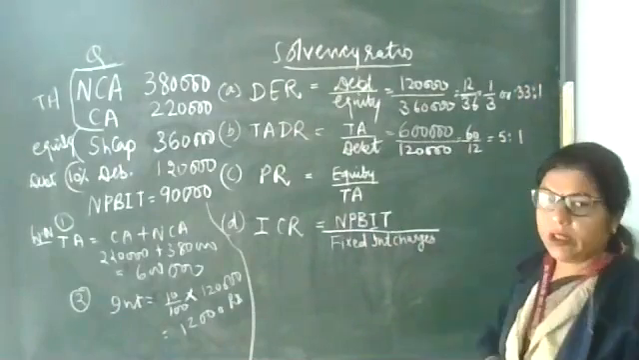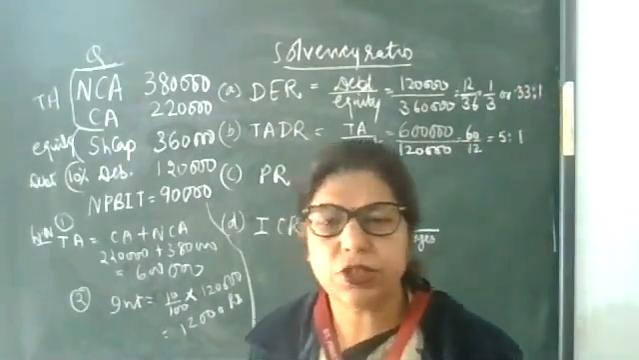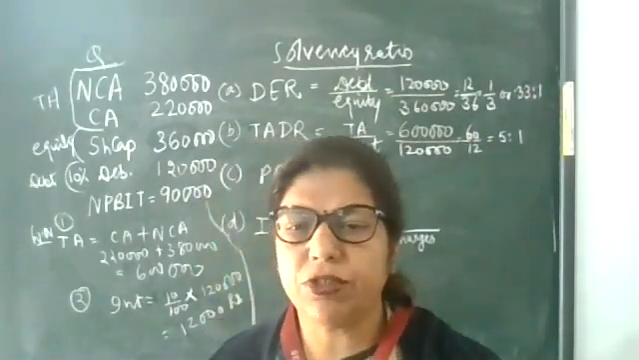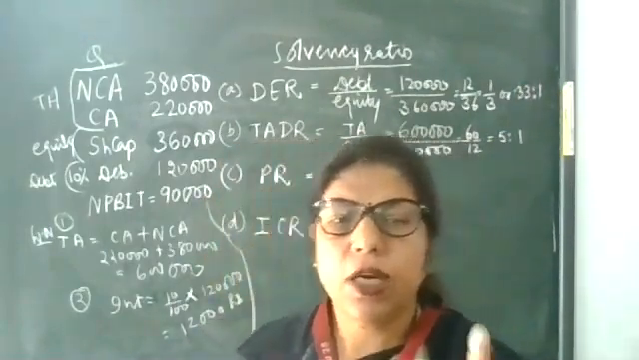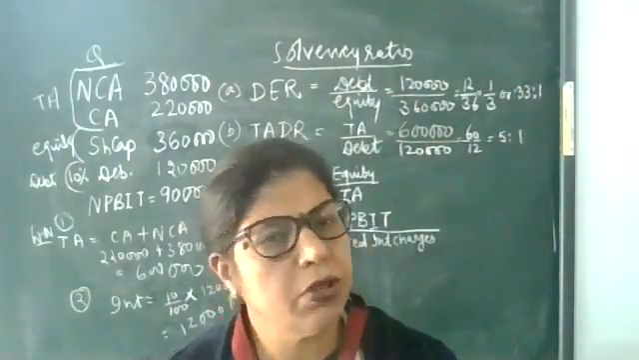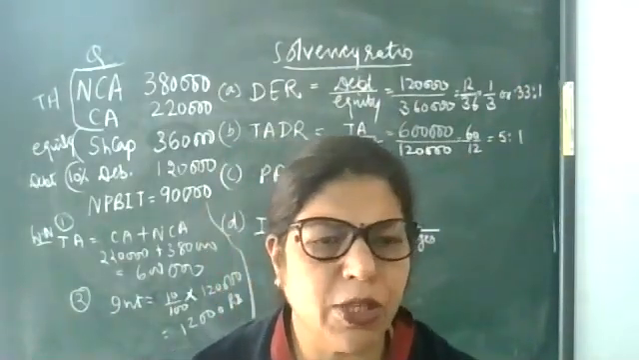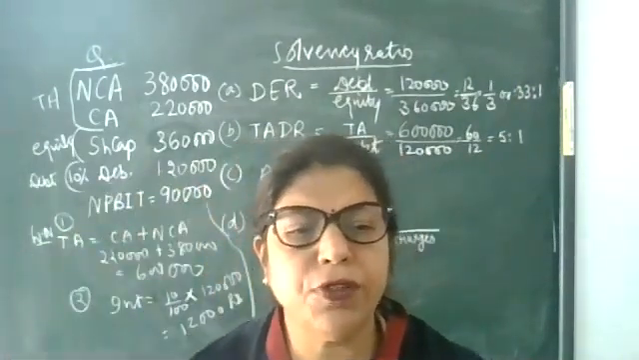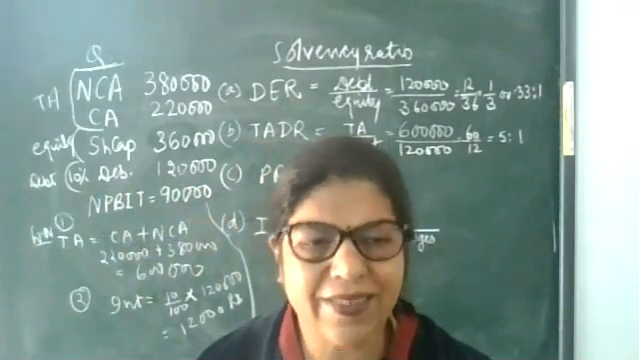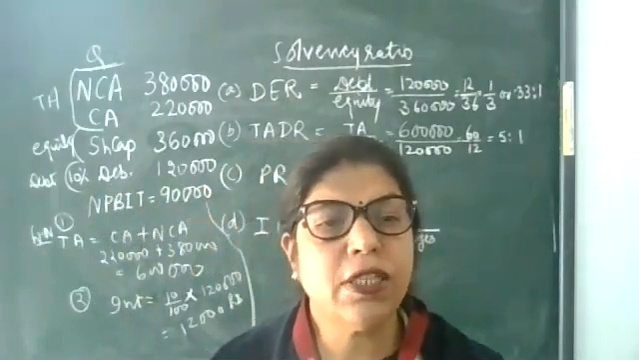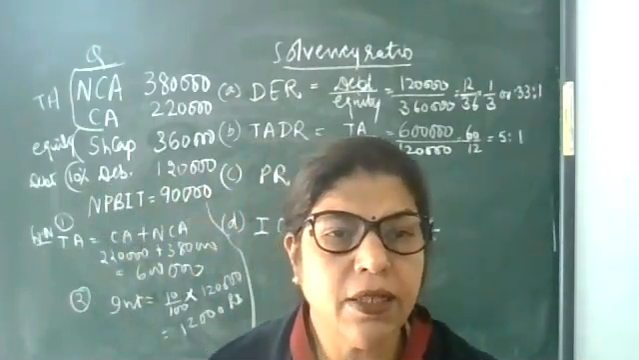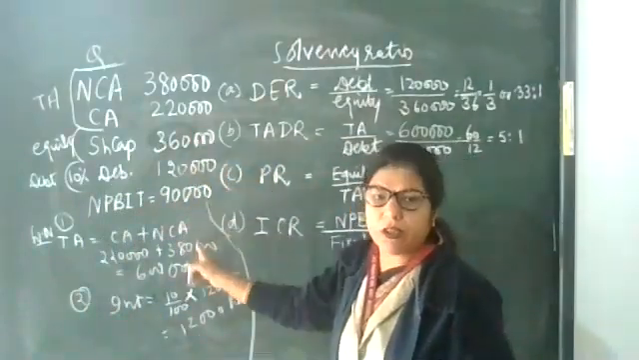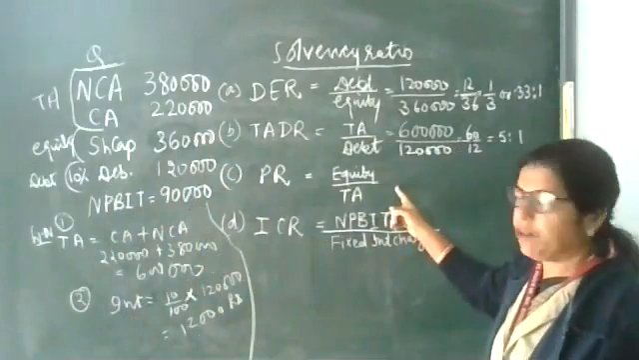Because generally we show the answer as a ratio, is to 1. Now the next is the proprietary ratio. My dear children, how to calculate the proprietary ratio? Put the value in the formula: equity upon total asset. Tell me, what is the value of equity? 3,60,000. What is the value of total asset? 6 lakh. Everything is given in the question, but we have to use it in the formula.